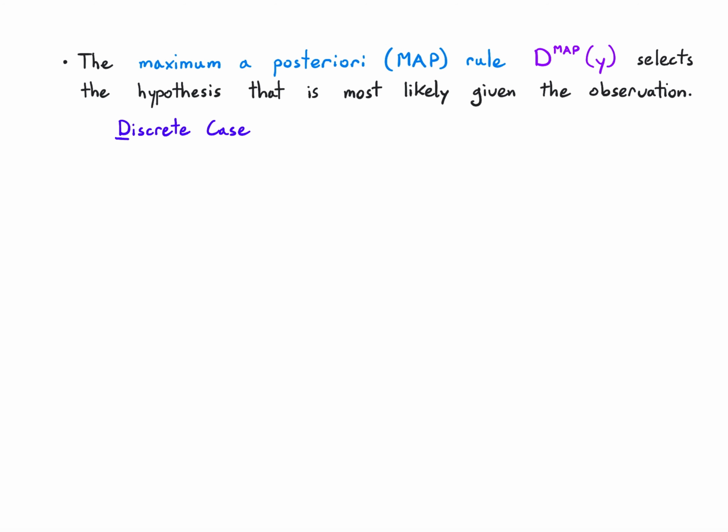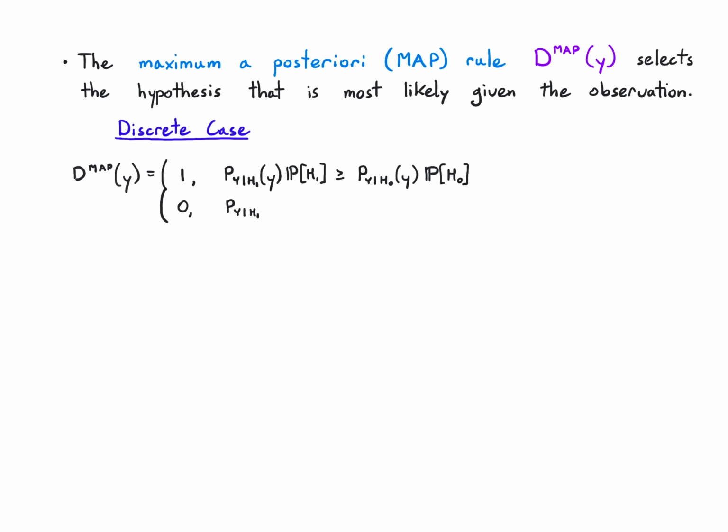Okay, so in the discrete case, I'm going to have the MAP rule. The MAP rule is going to decide 1 when the probability of y given H1 times the probability of H1 is greater than the probability of y given H0 times the probability of H0, and 0 in the other case. So the only difference between the MAP and the ML rules is that in the MAP rule, I multiply by the probability of the hypothesis. So I weight by the probability of the hypothesis. Okay, so let's do this in our example.